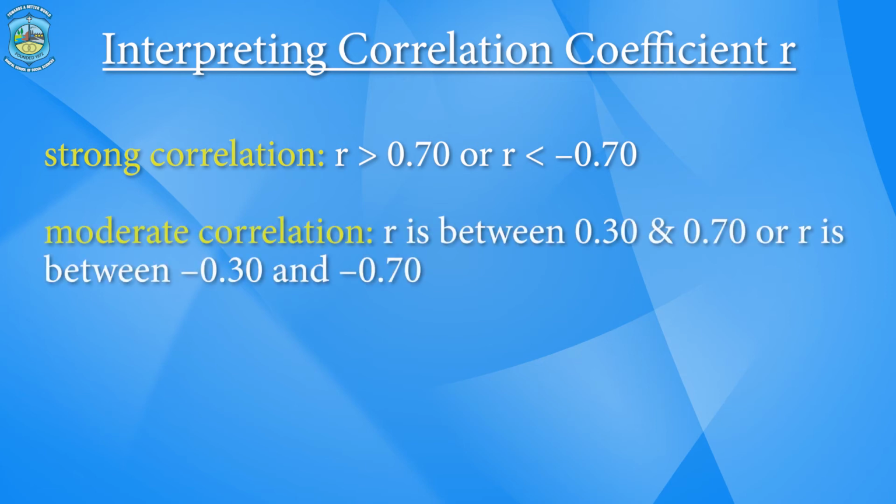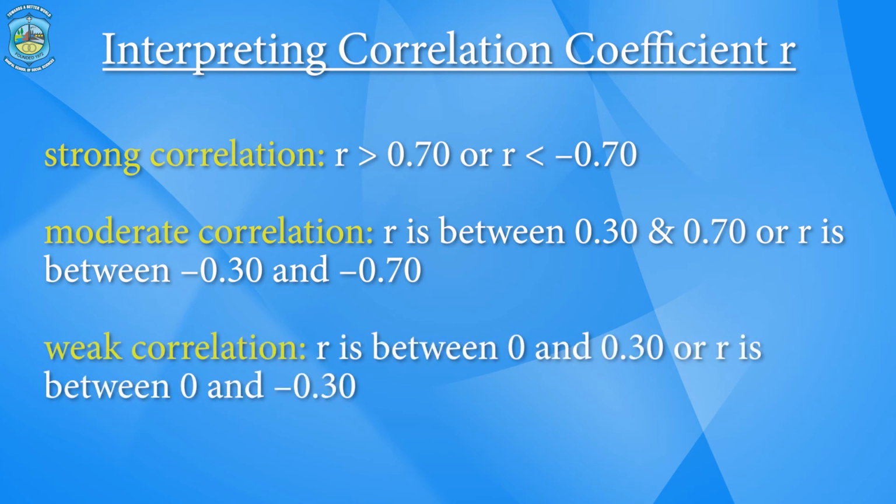In the second category, we have ranged the value from 0.30 to 0.70 in both directions, that is positive as well as negative. This indicates a moderate degree of correlation between the two variables. And the third category of interpretation is when the value of the correlation coefficient lies between 0 and 0.30, on both the plus and minus side, and this indicates a weak correlation between the two variables.